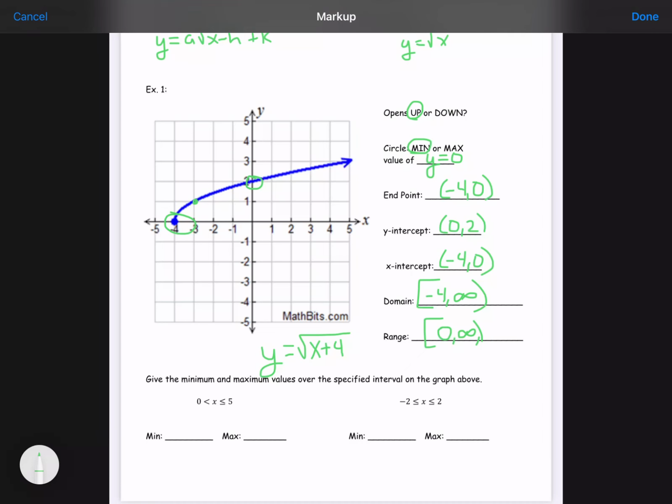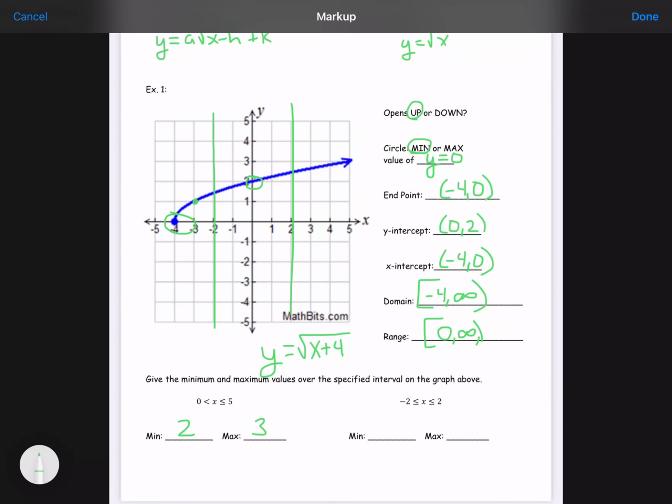So we know our lowest point from 0 to 5 is when it's at 0. When x is 0, it's 0 plus 4, or the square root of 4. It's just 2. And we say the highest point is at 5, and we plug in 5. 5 plus 4 is 9. The square root of 9 is 3. So that's pretty simple.